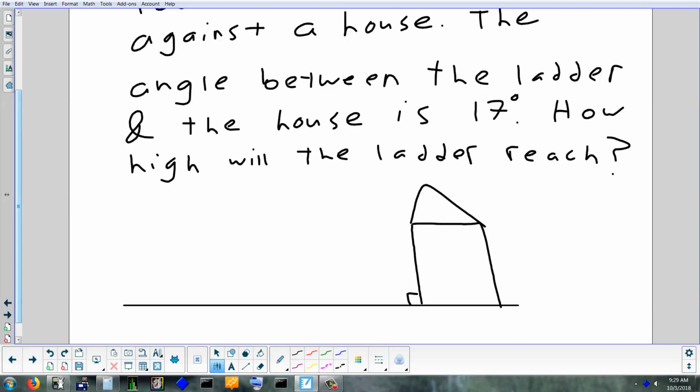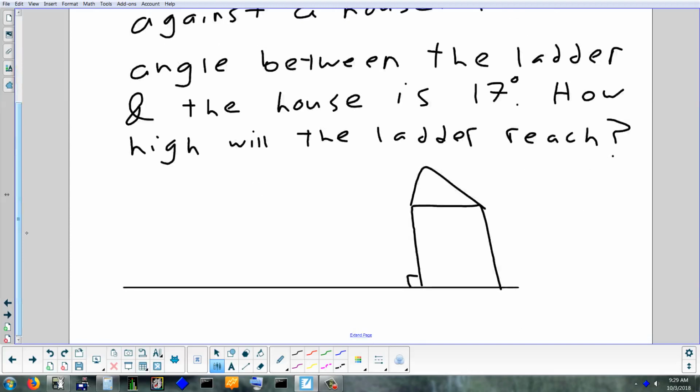And now we have a ladder leaning against the house. Okay, so here's my ladder. Yeah, it's not to scale. So just by drawing a house and a ladder, automatically there's a triangle.